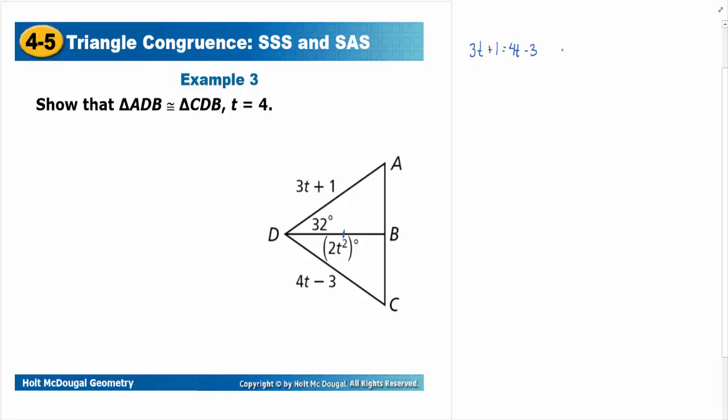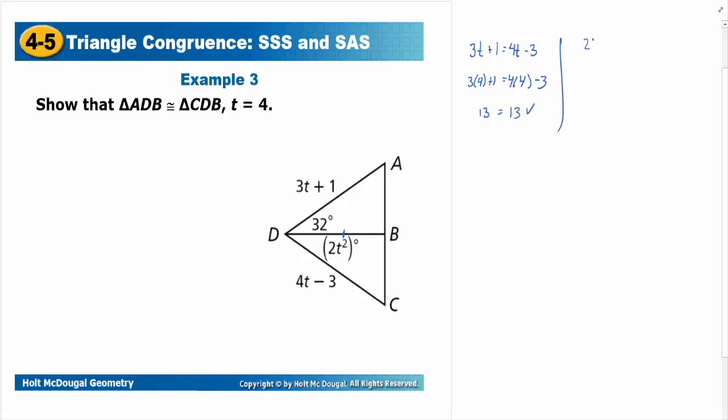But see how these are both t, so whatever I get for t here, if I plug it in for my angle, I should get 32. If I don't, then these triangles aren't congruent, because I won't have a side-angle-side relationship. Let's start out by plugging in t equals 4 and see what I get. So this would be 3 times 4 plus 1 and 4 times 4 minus 3. 12 plus 1 is 13, and 16 minus 3 is 13. So that works.